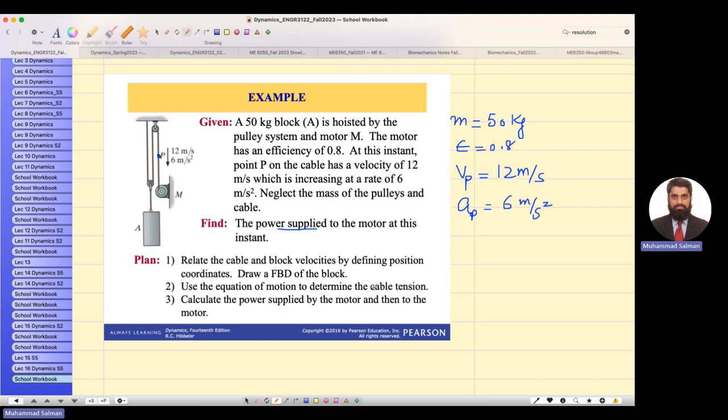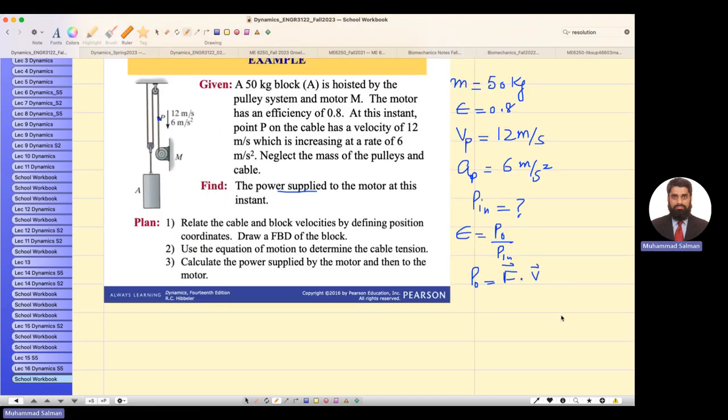Make sure this is understandable. Power supplied to the motor is higher than the output power. You see my point? So I will say P in. This is what we have to find. And how can we find P out first? P in can be found from P out. P out equals force times velocity.